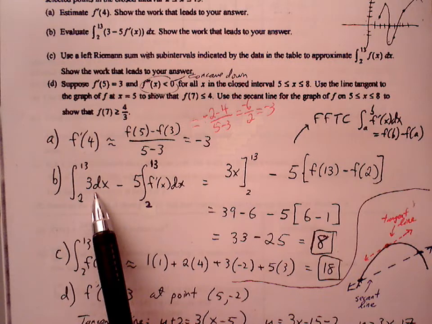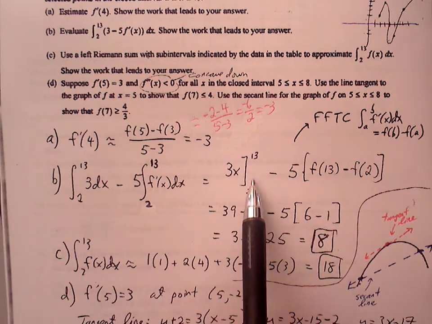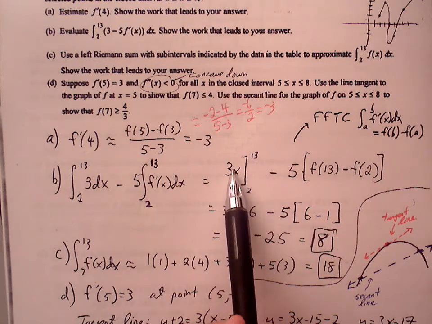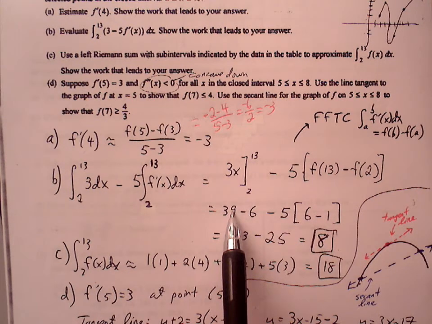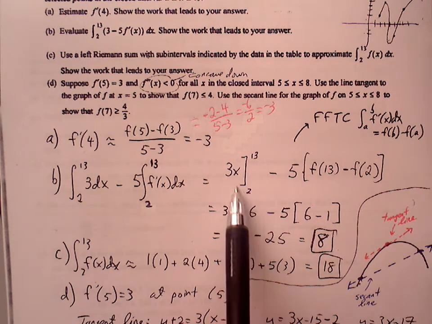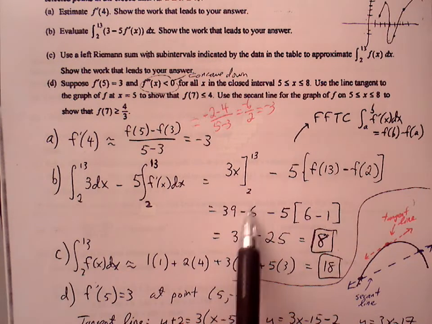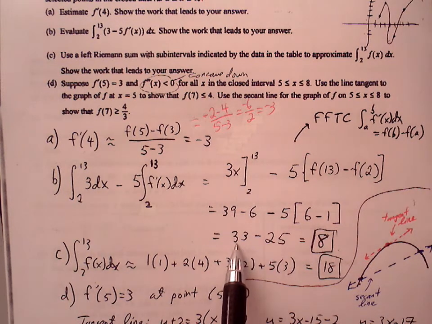So we know the antiderivative of 3 becomes 3x. We can evaluate our upper bound minus lower bound. So plug 13 in for x. We get 3 times 13, which is 39, minus 3 times 2, which is 6. So 39 minus 6 is 33.